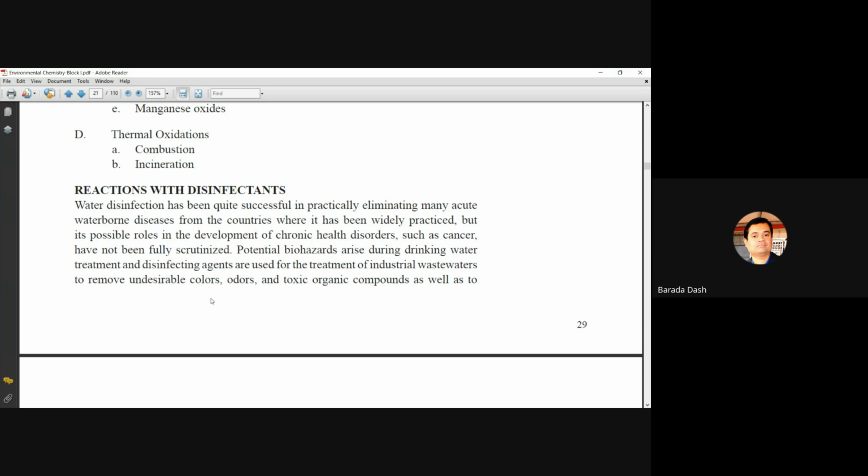Water disinfectants have been quite successful in practically eliminating many acute waterborne diseases from the countries where they have been widely practiced. But their possible role in the development of chronic health disorders such as cancer has not been fully scrutinized. Potential biohazards arise during drinking water treatment, and disinfecting agents are used for treatment of industrial waters.